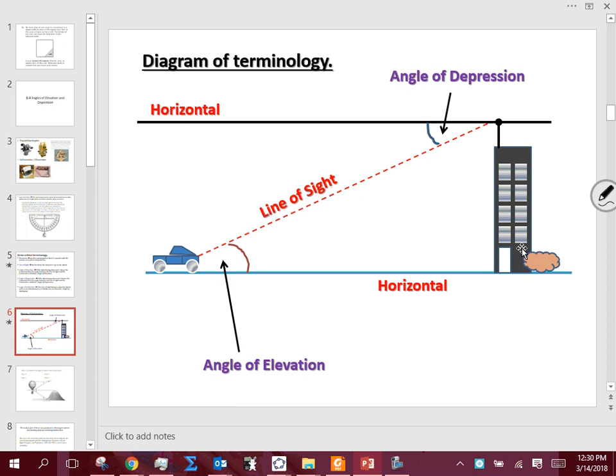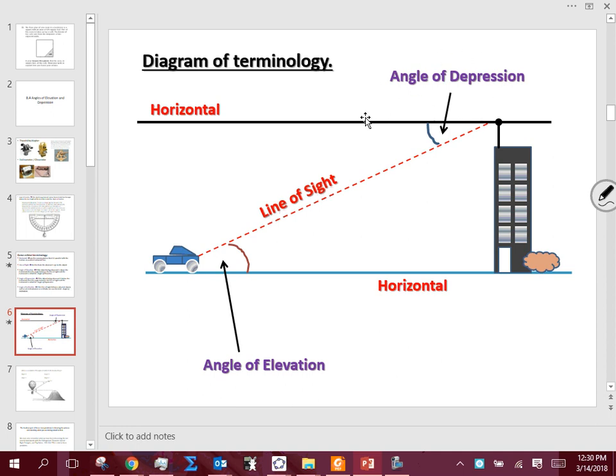Okay. If we reverse roles, if we put somebody on top of the TV antenna and they're looking at the car, is that going to be the same line of sight? Yeah. Okay. So if you're standing right here and you're looking down at the car, your line of sight is going to be the same as that red dotted line. Okay. Now, this is where we've got to talk about how it's a little bit different.